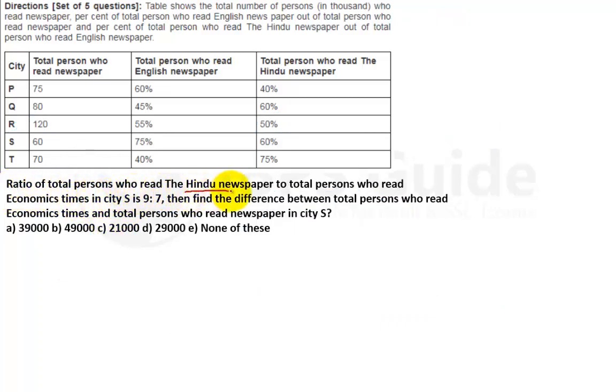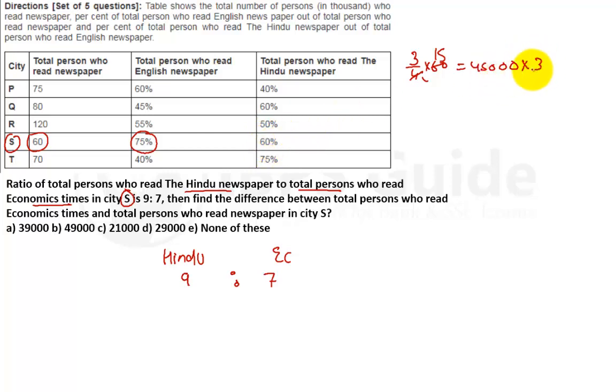Ratio of total persons who read the Hindu newspaper to the persons who read Economic Times in city S. So go for city S. The ratio of Hindu and Economics is 9:7. You can easily find the actual data of the Hindu newspaper of city S. 60% of 75 or 75% of 60, both are equal. 3 by 4 is 75%, into 60 gives 45,000 who read newspaper, and out of this 60% read Hindu newspaper. So 3 by 5 of 45 is 27,000 people who read the Hindu newspaper from city S.